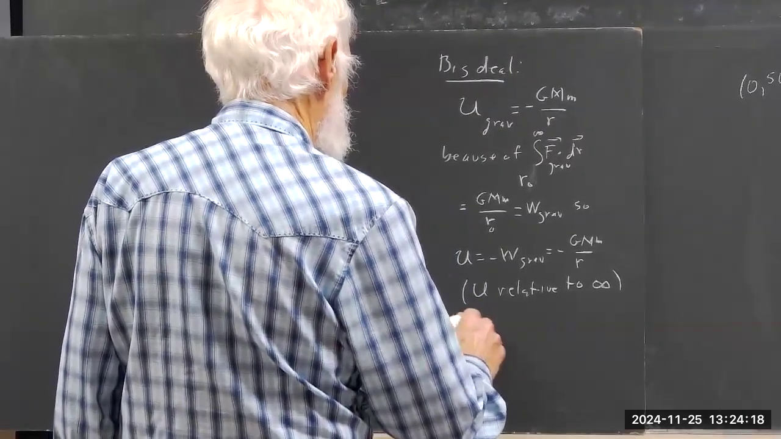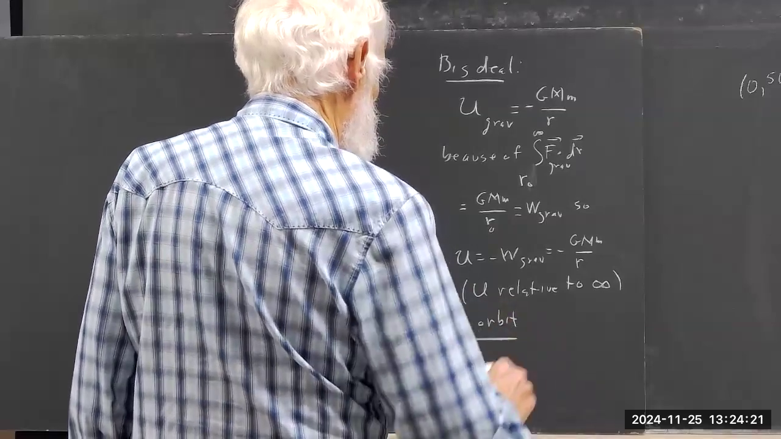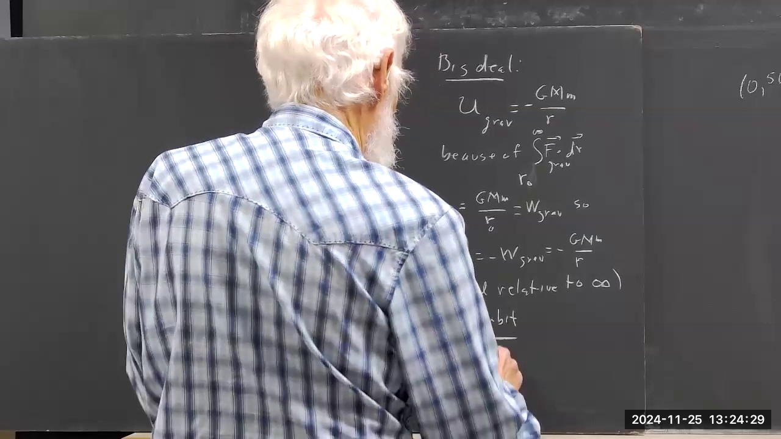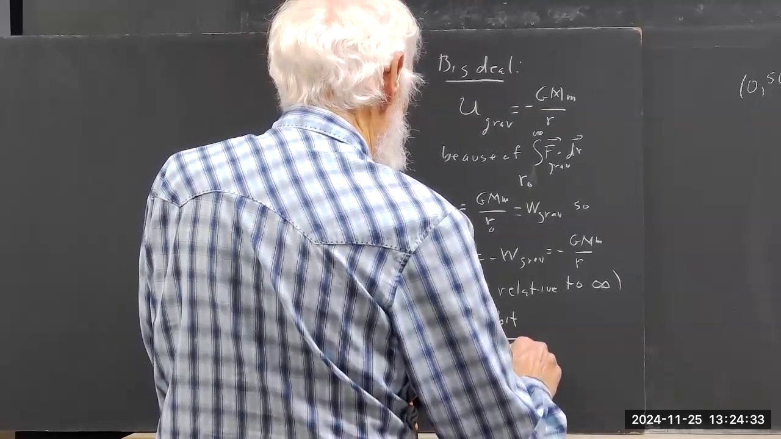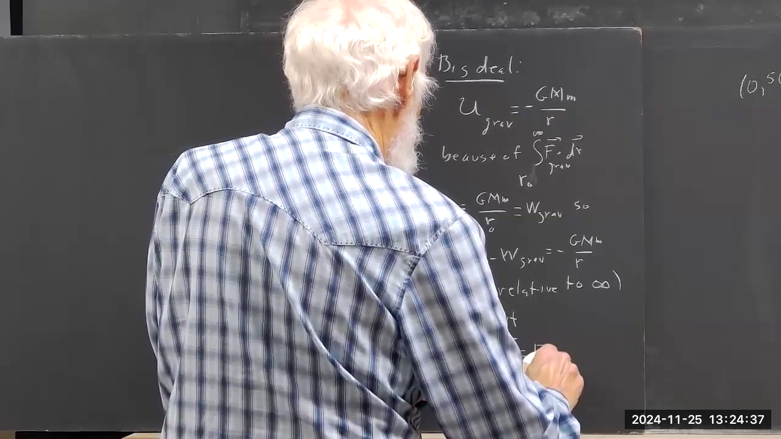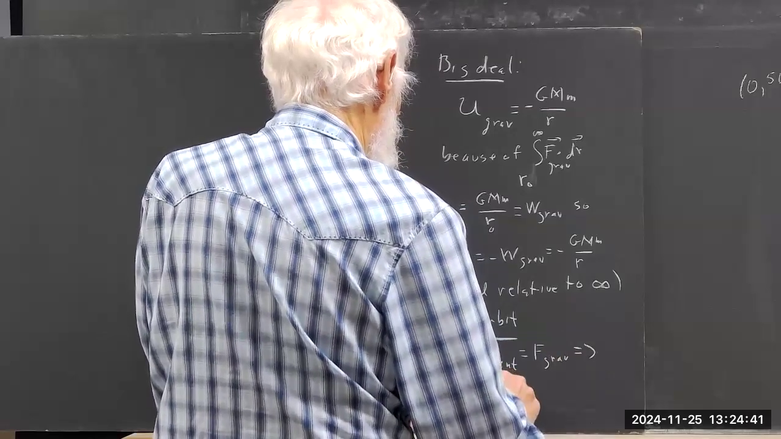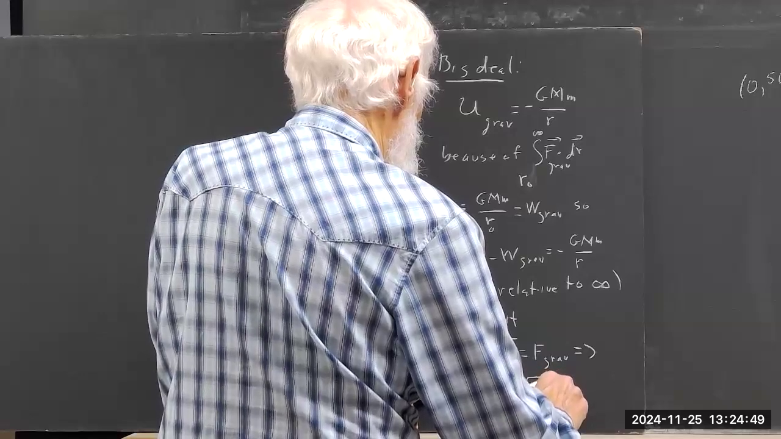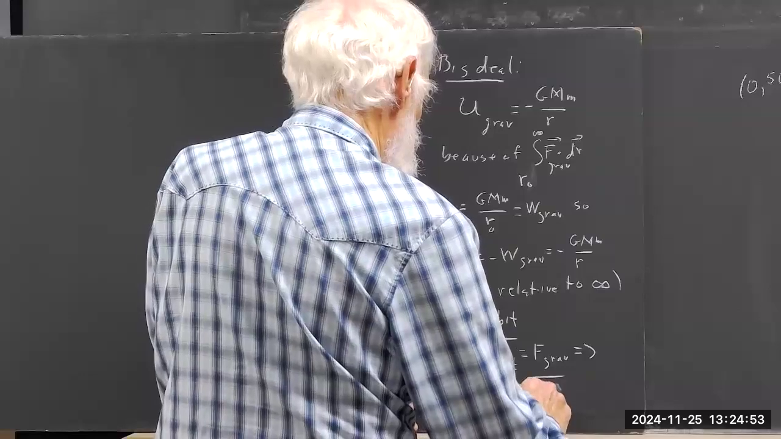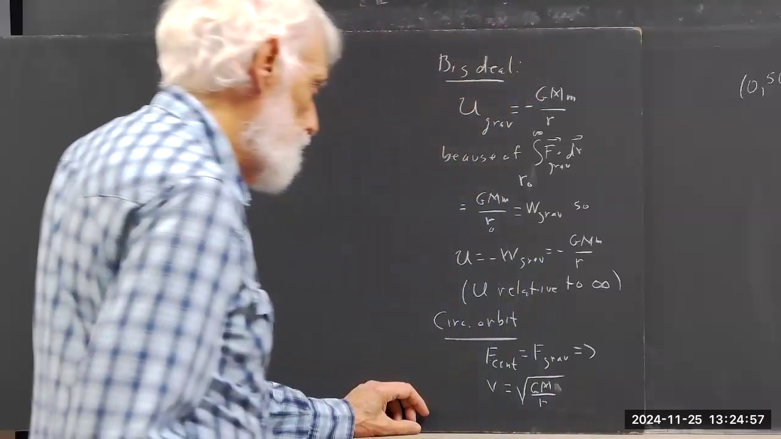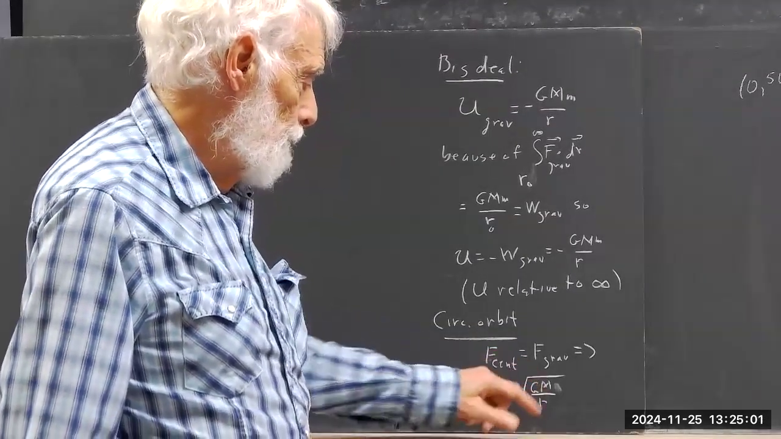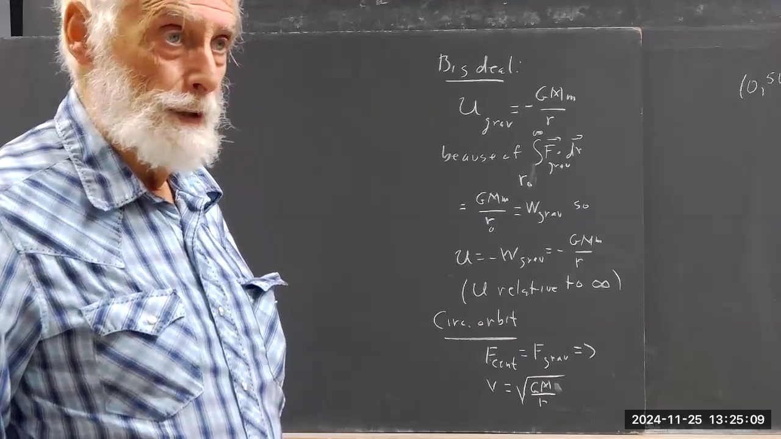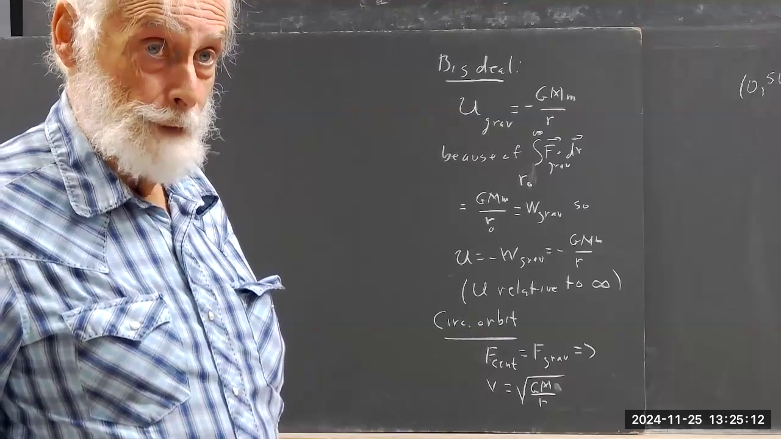Then in a circular orbit, I'll use that. You get V equals the square root of GM over R, where G is the universal gravitational constant. I'll give you that on the final at 6.67 times 10 to the negative 11th Newton meter squared per kilogram squared. Okay.